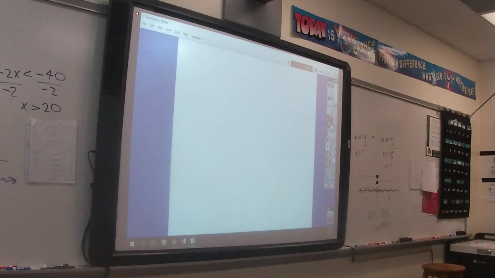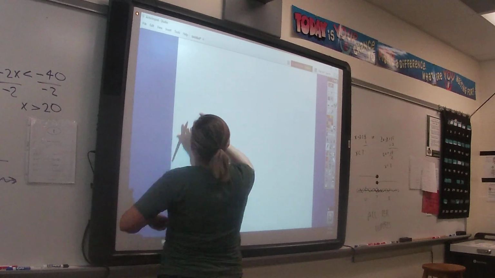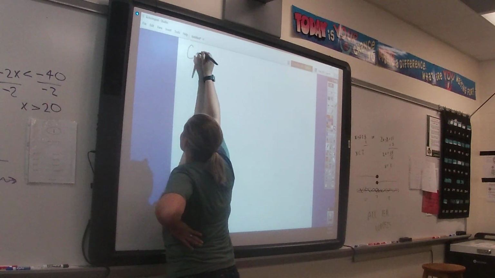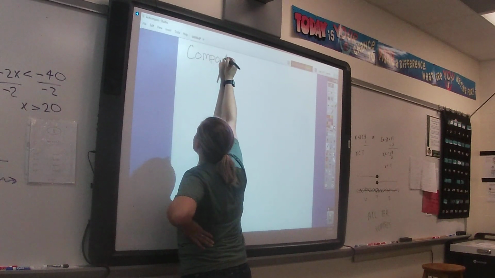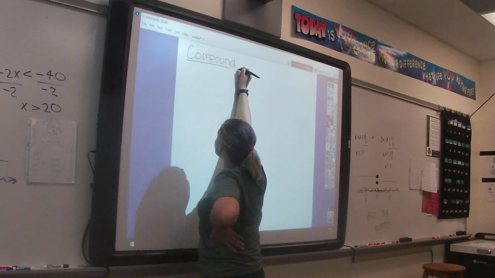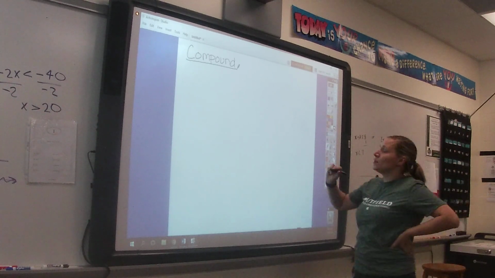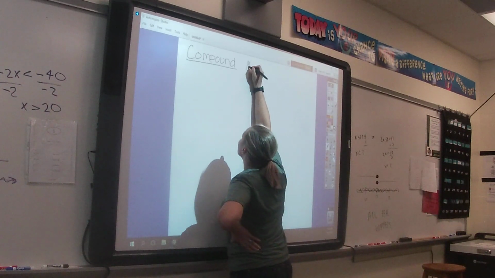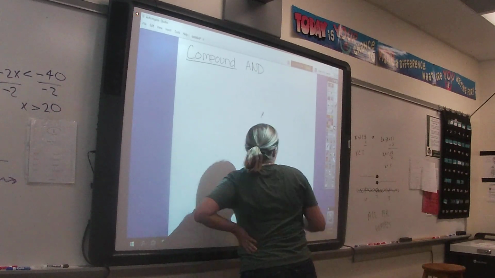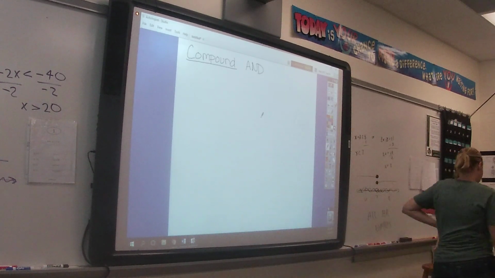Okay, so we're still going to be looking at compound inequalities today, which is good news. Which means we're still going to have two inequalities at the same time. The difference is that today our compound inequalities are going to be attached with the word and.